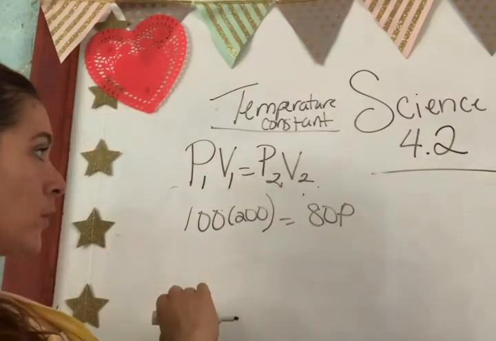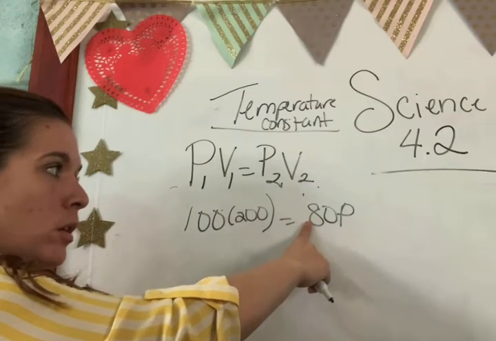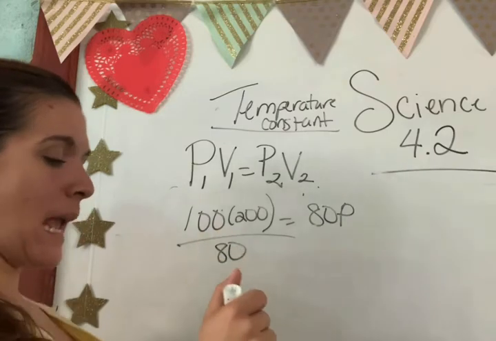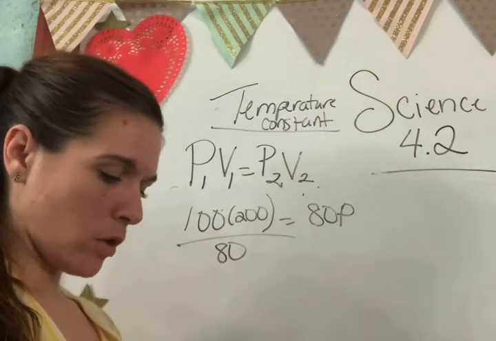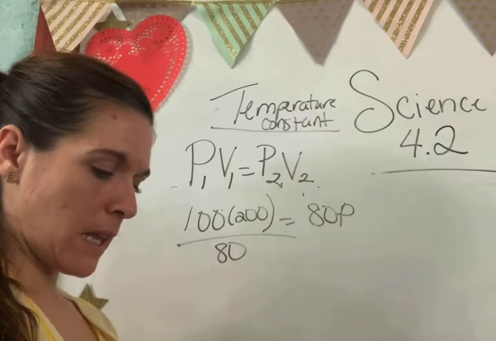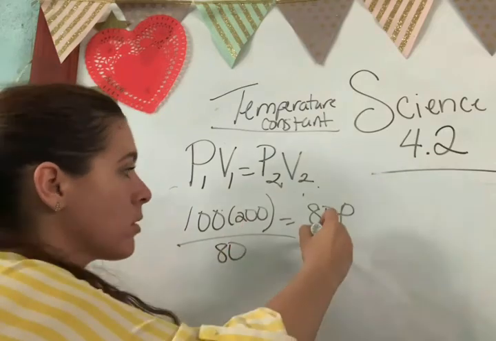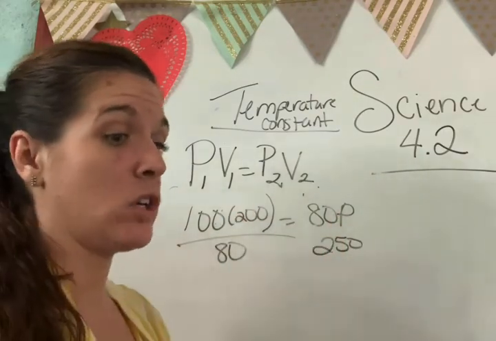So, volume decreased, so what should happen to pressure? It should increase. Let's see. We're going to divide this by 80. 100 times 200 divided by 80. Your pressure should be 250. It went from 100 to 250, so it did increase.